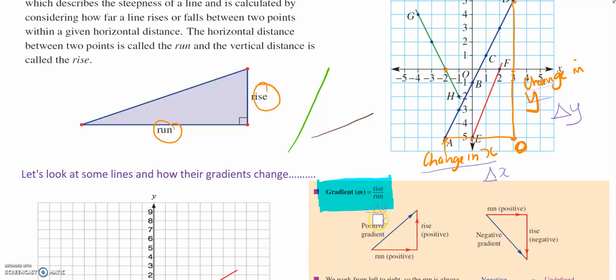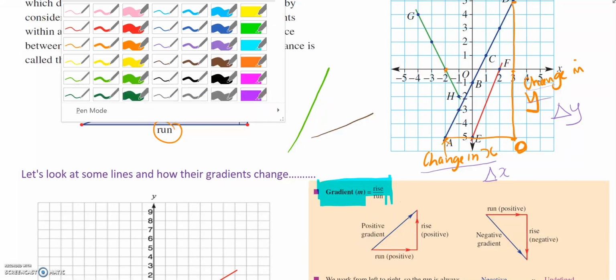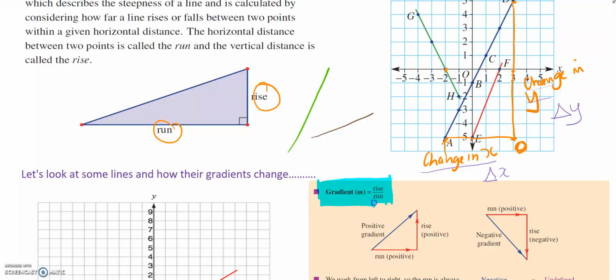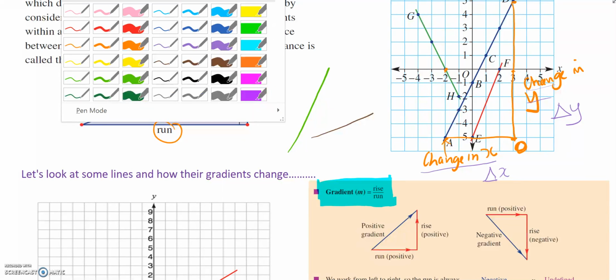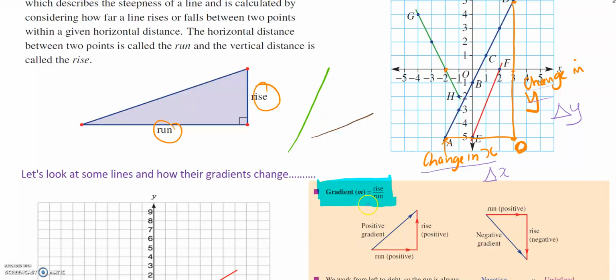Now I just want to tidy this up slightly. I didn't do this very neatly. Okay, let's try this again. Which is equal to change in y over change in x. And as you can see, for all of these lines, change in y is the rise and change in x is the run. Likewise, change in y is the rise and change in x is the run. Okay, now let's have a look at some of these lines.